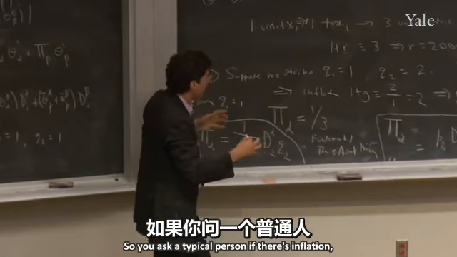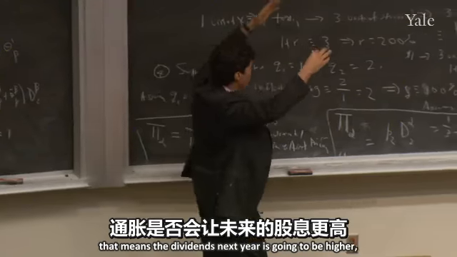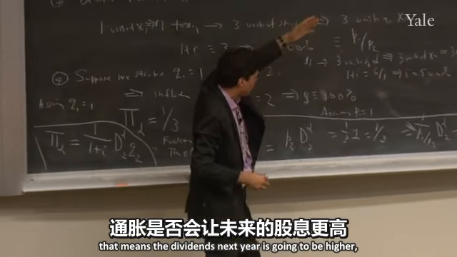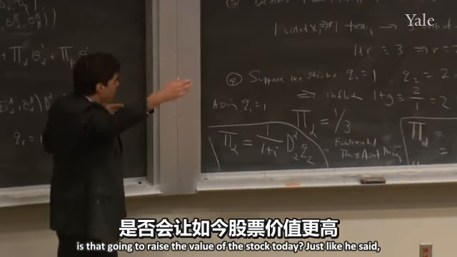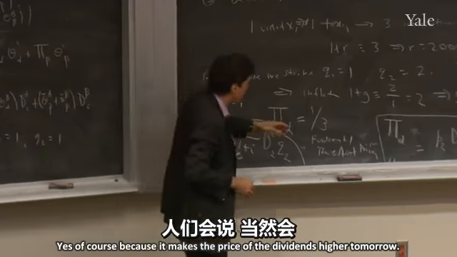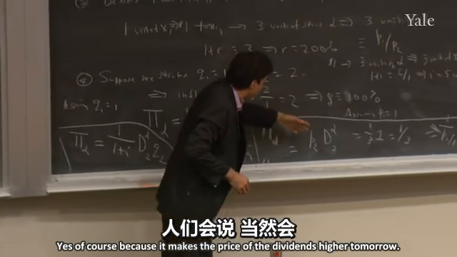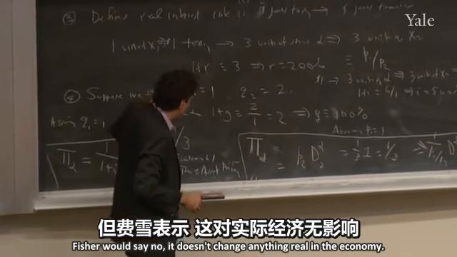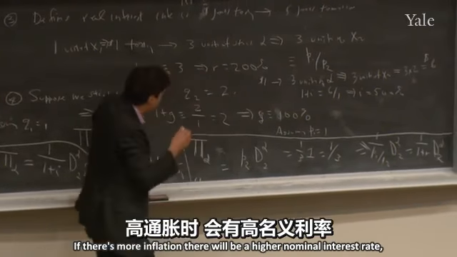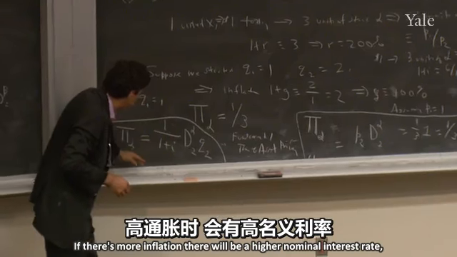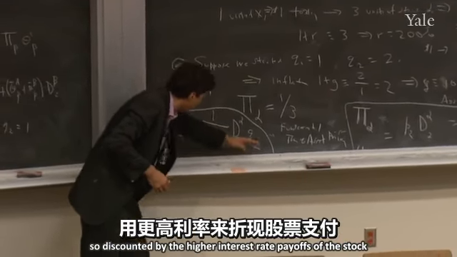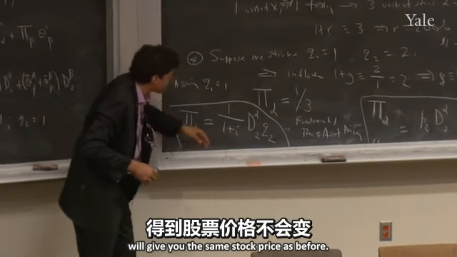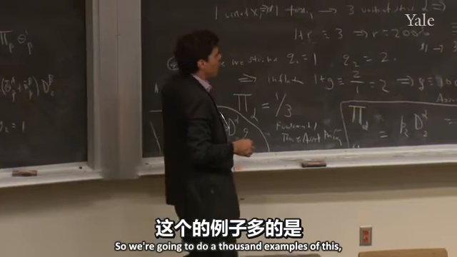So you ask a typical person, if there's inflation, that means the dividends next year are going to be higher. Is that going to raise the value of the stock today? Just like he said, yes, of course, because it makes the price of the dividends higher tomorrow. Fisher would say, no, it doesn't change anything real in the economy. If there's more inflation, there'll be a higher nominal interest rate. So the payoffs of the stock, discounted by the higher interest rate, will give you the same stock price as before.